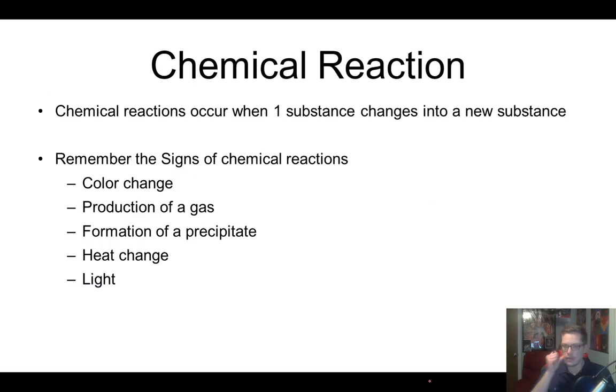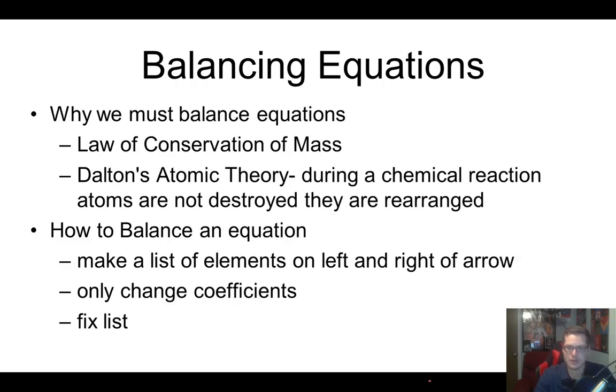Okay. Chemical reactions occur when one substance changes into a new substance. It's pretty easy. And remember, way back in the first unit, we talked about signs of chemical reactions. So maybe make sure you're familiar with those. All right. Balancing chemical equations. Now, anytime you write out a chemical equation, you always have to make sure it's balanced. Now, what does that mean?